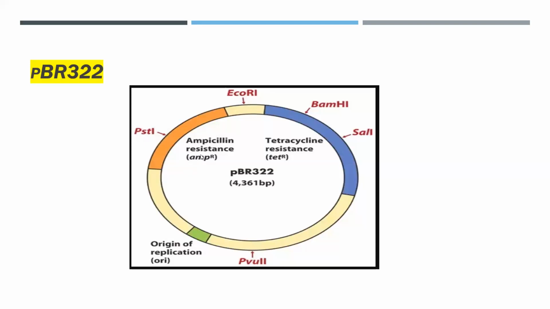This is the ampicillin resistance gene. This is the tetracycline resistance gene. These are both antibiotic resistance genes. pBR322 has a DNA sequence of 4361 base pairs. It carries genes for ampicillin and tetracycline resistance.